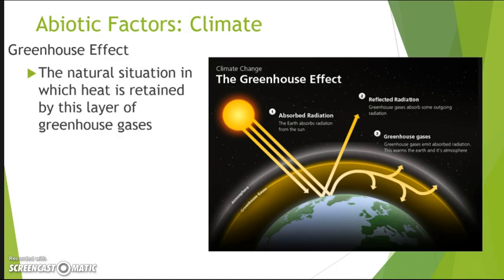So, just to define the greenhouse effect for you guys, it's the natural situation in which heat is retained by this layer of greenhouse gases. Greenhouse gases allow solar energy to penetrate the atmosphere in the form of sunlight. Much of the sunlight that hits the surface of our planet is converted into heat energy and then radiated back into the atmosphere. However, those same gases do not allow heat energy to pass out of the atmosphere as readily as light energy enters it. Instead, the gases trap heat inside the Earth's atmosphere. If these gases were not present in the atmosphere, Earth would be 30 degrees Celsius cooler than what it is today.